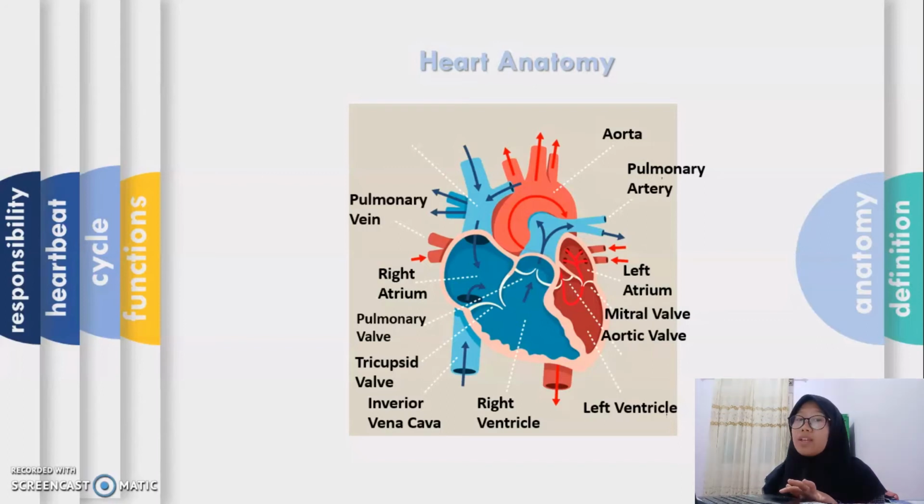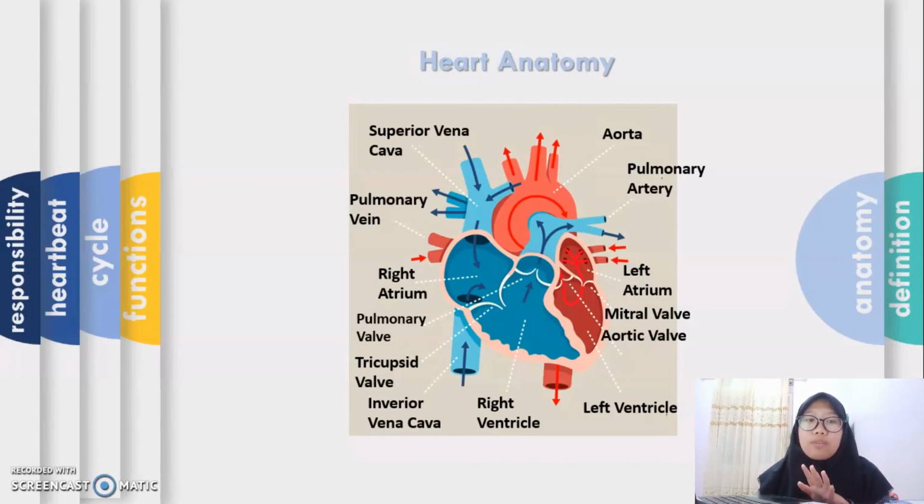Next is the pulmonary vein. Pulmonary veins are the vessels that carry aerated blood from the lungs to the left atrium of the heart. These veins are the only veins that carry bright red oxygenated blood. Next is the superior vena cava. The superior vena cava is a large valveless vein that conveys venous blood from the upper half of the body and returns it to the right atrium.